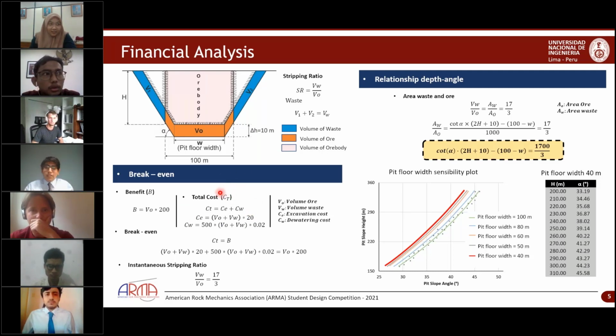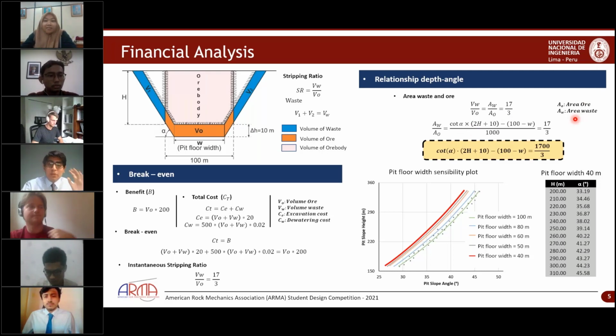By making the benefit equal to the cost, and by rearranging the terms of the equation, we found an instantaneous stripping ratio equal to 17 divided by 3. We then expressed the stripping ratio in terms of the area of ore versus the area of waste, relating the slope height, the pit floor width, and the overall slope angle, as shown in this mathematical expression.